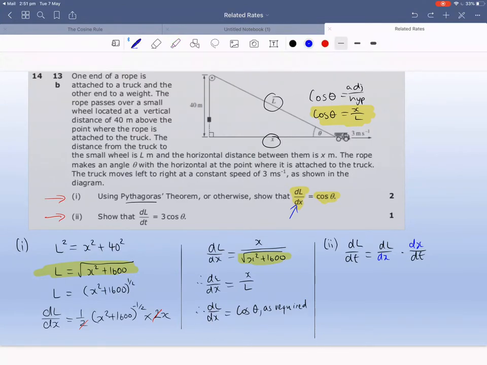Now, if you look at it, in the question it says a truck moves left to right at a constant speed of 3 meters per second. Now, oh, that's here, and that's x. So therefore, dx/dt equals 3. So now we can finish the question off. dL/dt equals dL/dx, that's cos theta, times dx/dt, which is 3. Therefore, dL/dt equals 3 cos theta as required.